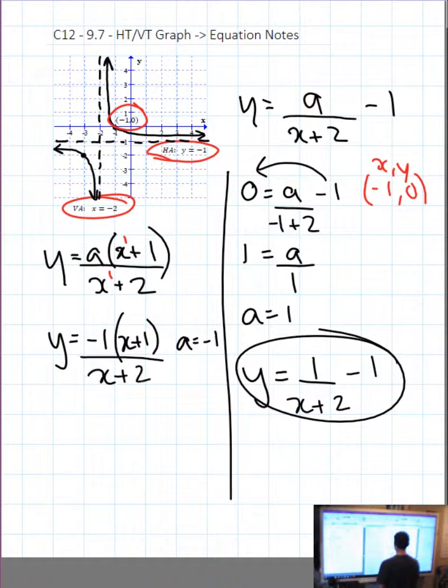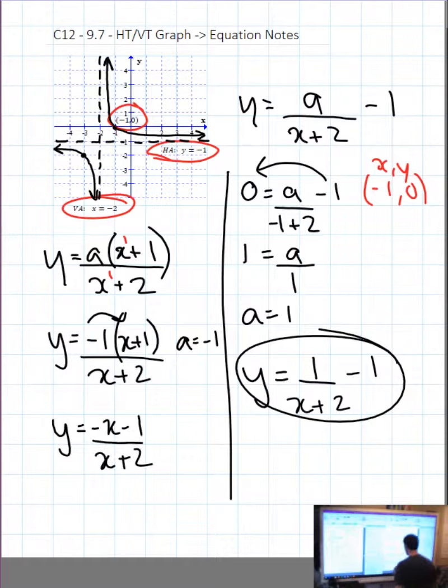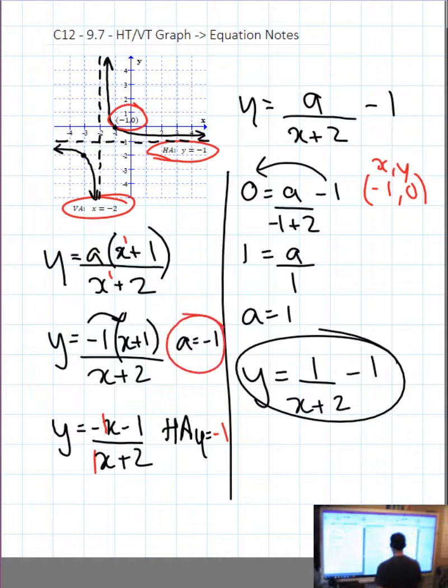in order for, if we were to distribute, we would get y equals negative x plus 1, negative x minus 1 over x plus 2, which means that our horizontal asymptote is at y equals the coefficients, negative 1 over 1, which is negative 1. So really using intuition to figure out what your a value is.